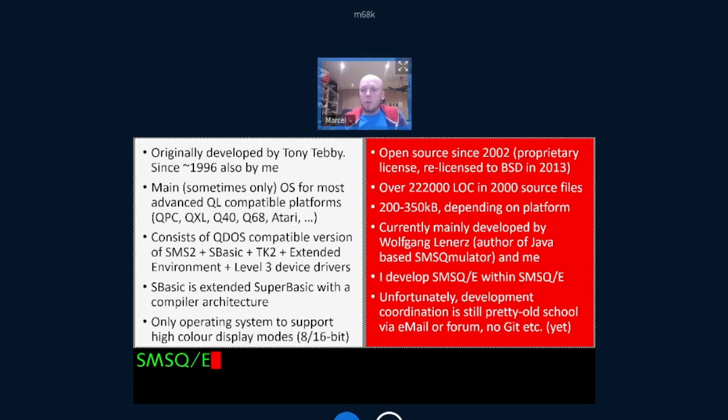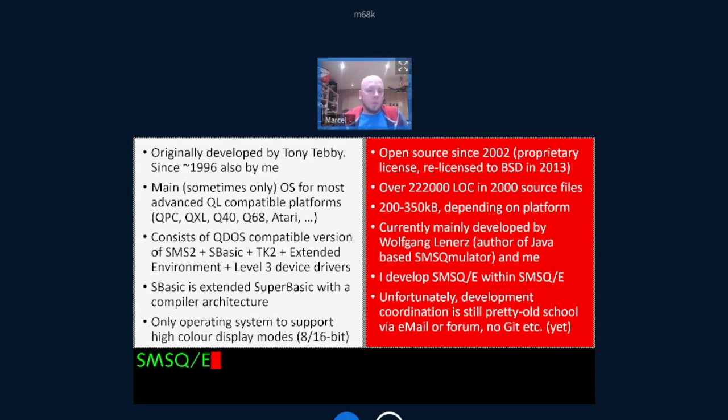It's been open source since 2002, and it was relicensed to BSD in 2013. Some over 200,000 lines of code and some 2,000 source files, which is still just 200 to maybe 400 kilobytes of code, which is quite a lot for a QL system, but not so much these days. It's mainly developed these days by Wolfgang Lenerz, who is also the maintainer. He curates the official distribution of it, and basically me, with help of some others that say, hey, here's a new basic command or so. But the main development is done by us two.